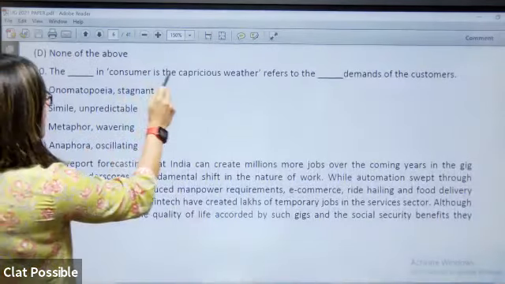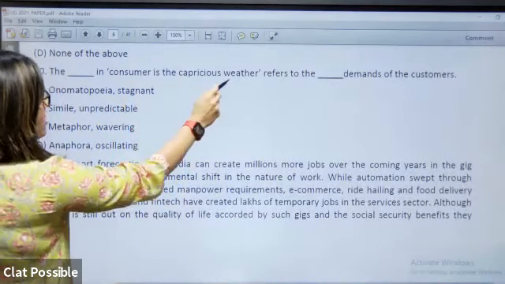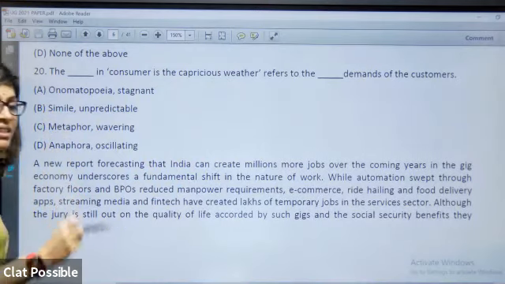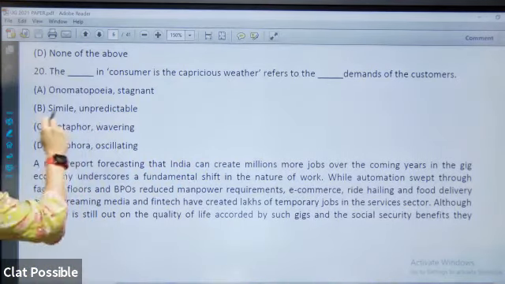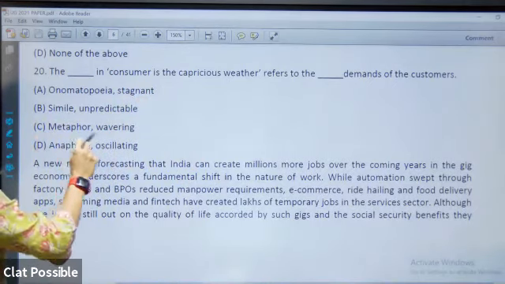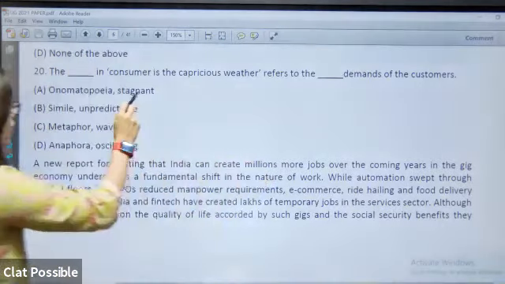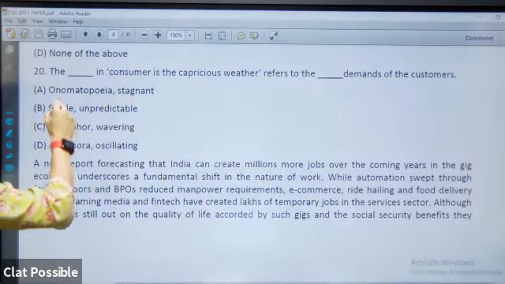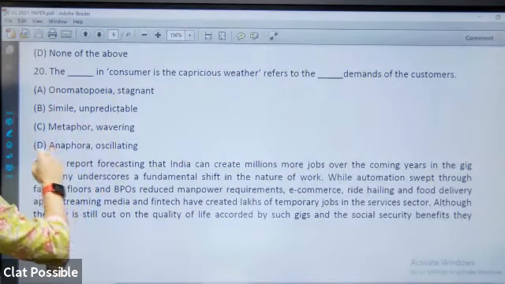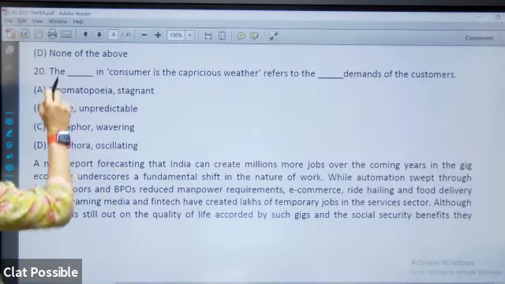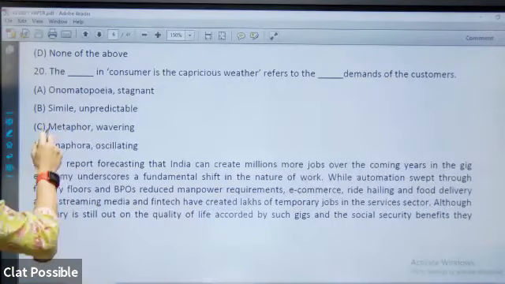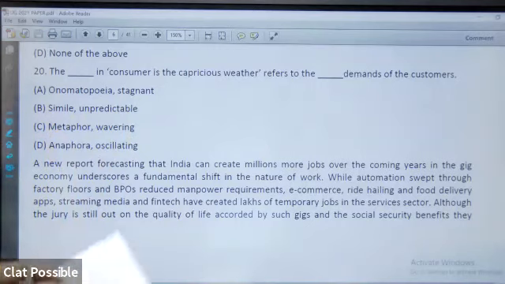And consumer is the capricious weather. This is a comparison of consumer with weather. So will it be simile or will it be metaphor? We had discussed this in great detail. Simile will be as and like. Metaphor will be without as and like. So answer will be metaphor. And of course, the demands are changing. A can be removed, stagnant. So even if you do not know simile metaphor, eliminate A. But between B, C, D, all three can fit in. So the first blank will have to decide the answer here. And you have to know that it is a metaphor. Answer will be option C.